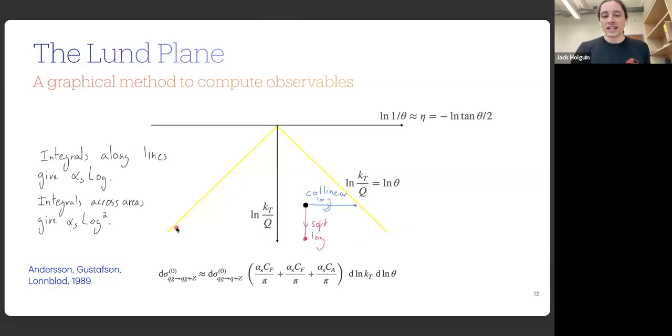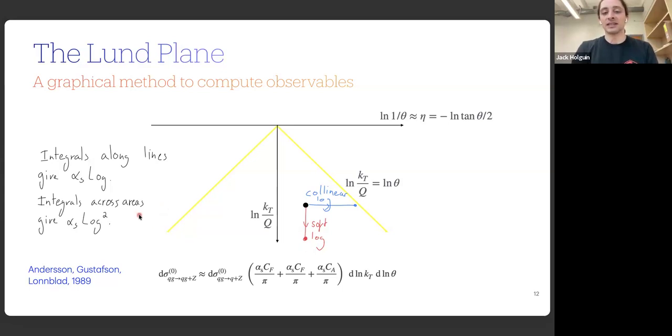So how do we use this? Well, if we then try to consider integrating across this plane, integrating across lines will give us a log because the axes are log axes. And if you integrate across this blue line here, that's giving you a collinear log because you're integrating to small angles. If you integrate down this red line, you're getting a soft log because you're integrating down to low transverse momentum whilst keeping the angle large.